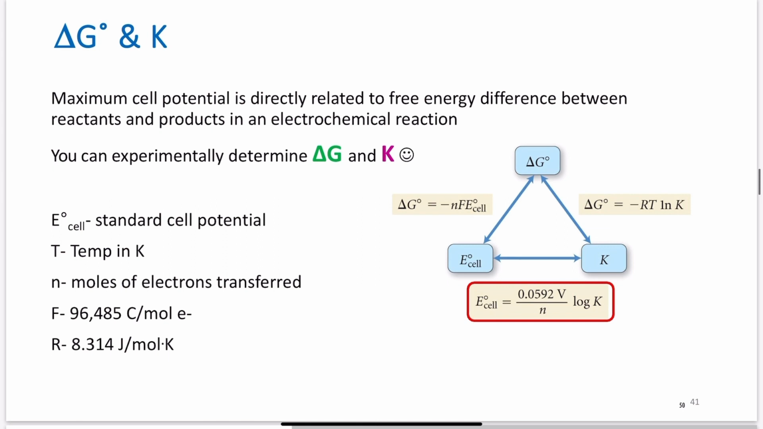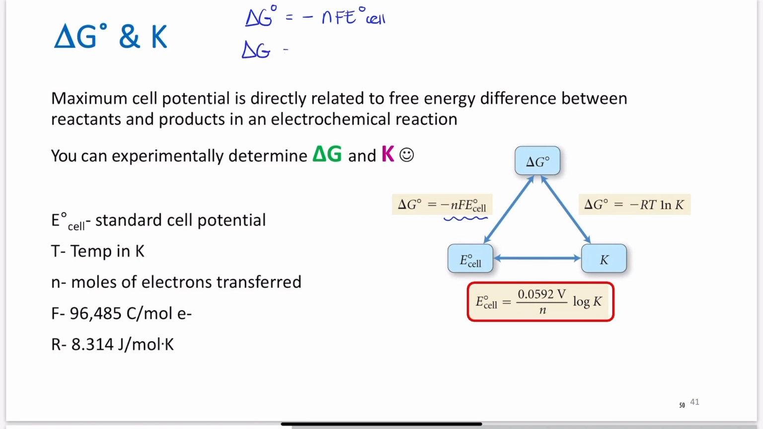How does delta G and K come into this though? The maximum cell potential is directly related to the free energy, delta G, difference between the reactants and products in that electrochemical reaction. But we can actually experiment to determine delta G and K. We see the correlations between them. Delta G naught is equal to negative nFE naught of the cell. This means the standard cell potential is directly proportional to the standard free energy of the system.